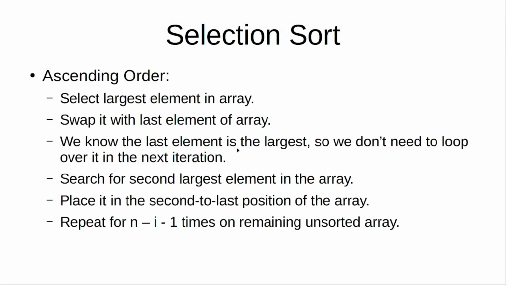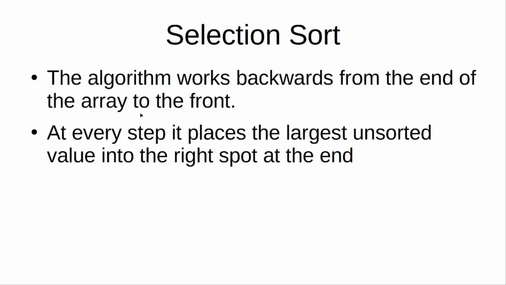We then search for the second largest element in the array on the unsorted side, and we place it in the second to last position of the array. And we repeat for n minus i minus 1 times on the remaining unsorted array. The algorithm works backwards from the end of the array to the front of the array. And at every step, it's going to place the largest unsorted value into the right spot at the end.